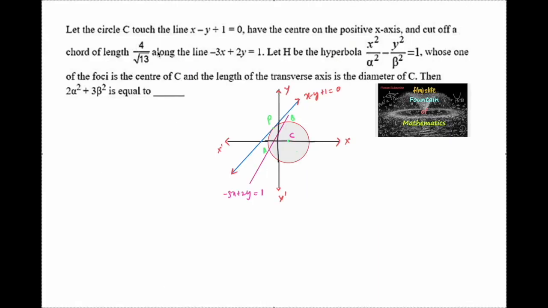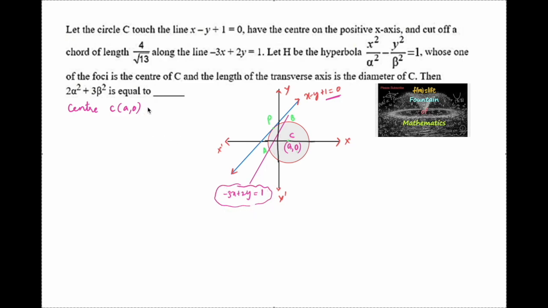Given a circle C that touches the line x minus y plus 1 equals 0 and has its center on the positive x-axis, let us consider the center C as a comma 0. The circle cuts off a chord of length 4 upon root 3 along the line minus 3x plus 2y equals 1.